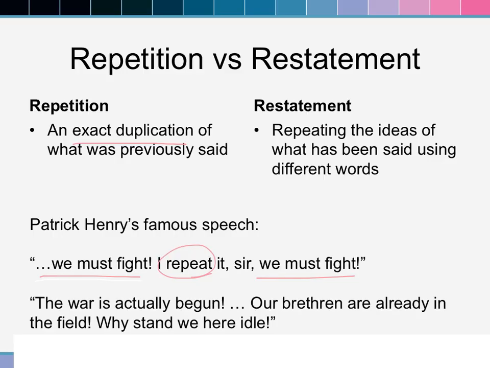When we look at this and we see what the ideas are that he's talking about, the war is already begun. So here he has told us this is already happening. But he goes on in the next line to say, our brethren are already in the field. Well, if they're already in the field, that's just another way of saying the war is actually begun. So he is saying the same thing, but he's using different words. By using different words, he's emphasizing it and getting into our heads.